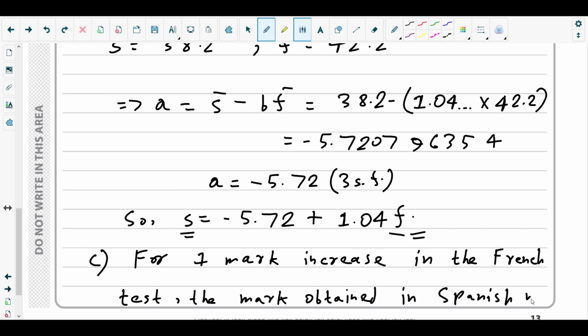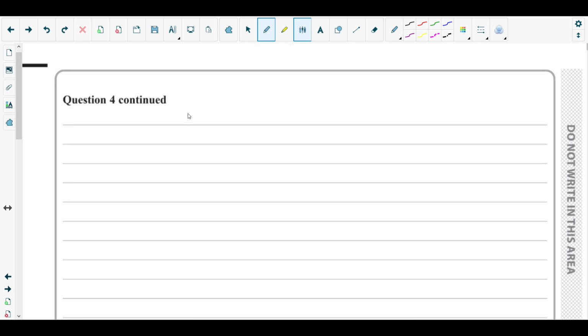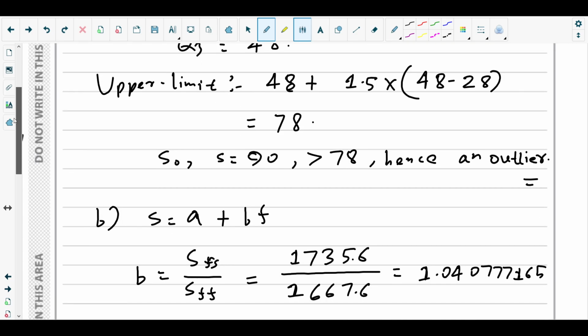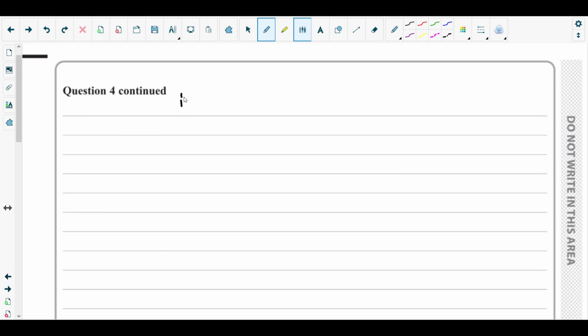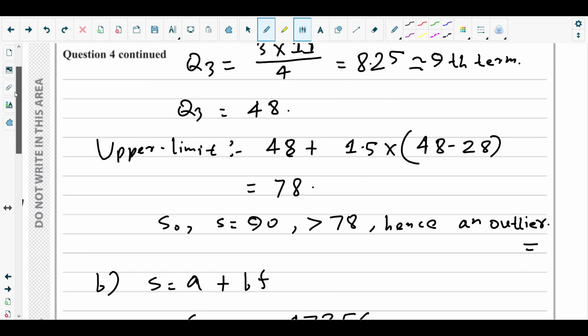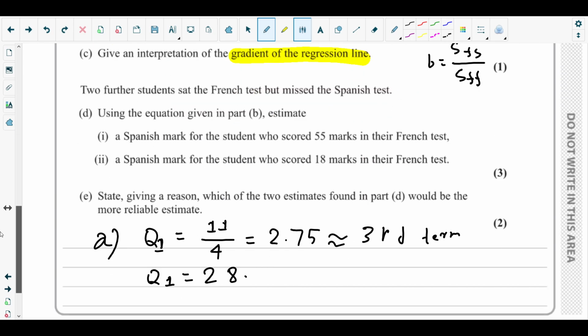will increase by how much? 1.04. This is what the gradient means, right? The rate of change. It will increase by 1.04 marks. Okay, this is the interpretation for the gradient of this regression line. Done. Next is part D.